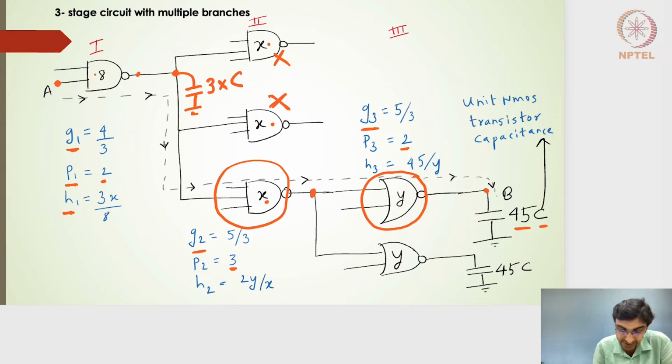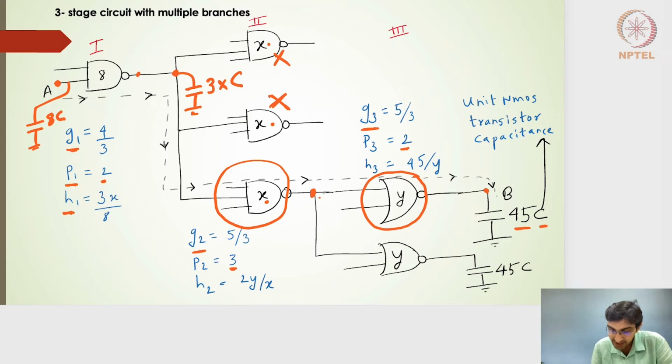The input capacitance for this particular first stage 2 input NAND gate, if I consider the input capacitance here, will be nothing but 8 times C. So my electrical effort or fan out in this case will be 3xC divided by 8C, the C and C cancel, and finally we have the electrical effort or fan out as 3x divided by 8. Right, hope this is clear.